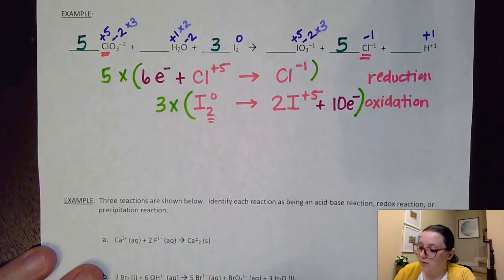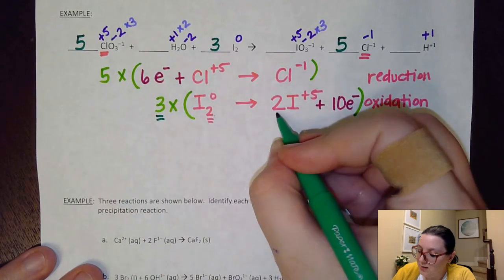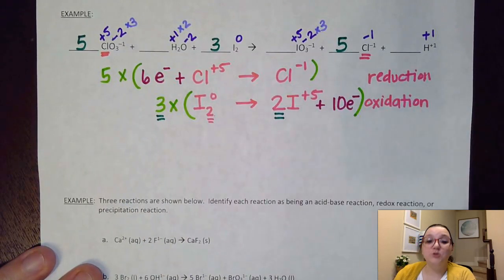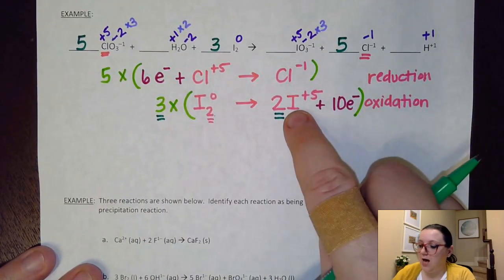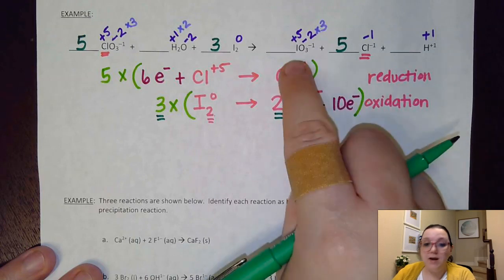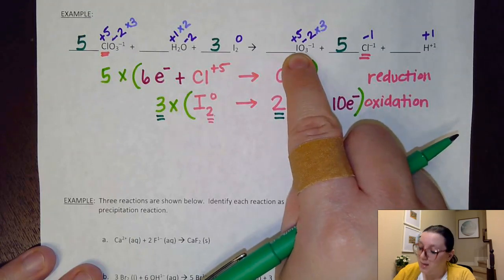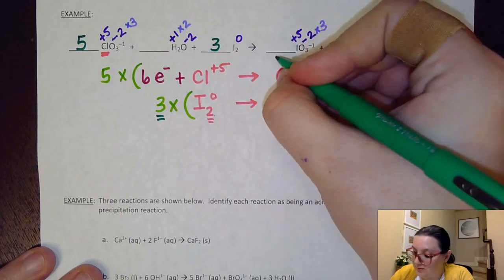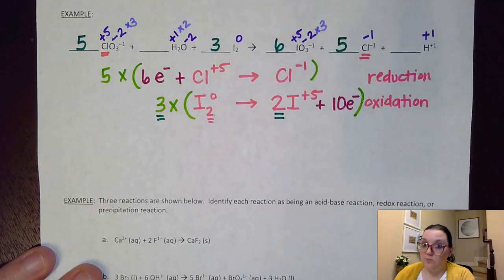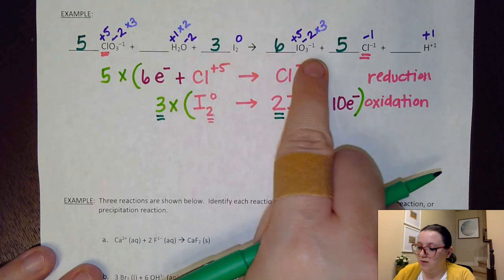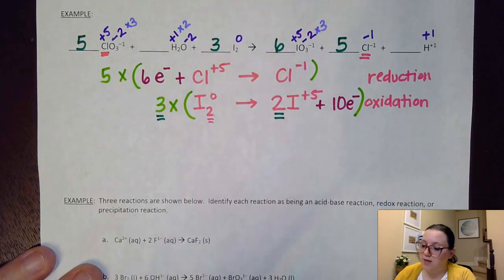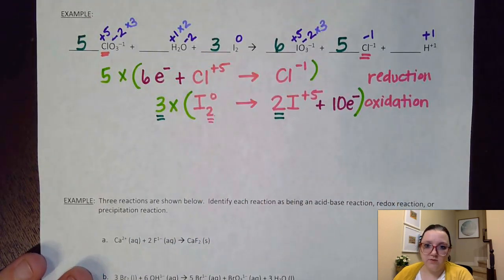Now we got to be careful on this one. I need 3 times 2. So I need 6 iodine plus 5s. Right now I only have 1 in there, and so therefore I'm going to need to put a 6 here to balance that. So be careful on that. Otherwise you don't end up with the same count of iodines on either side. All right, now that almost finished us balancing.